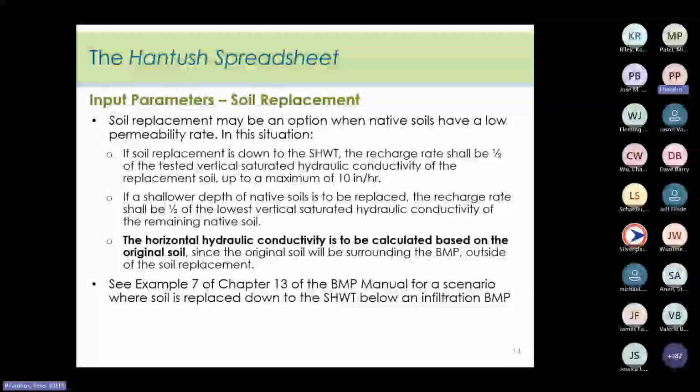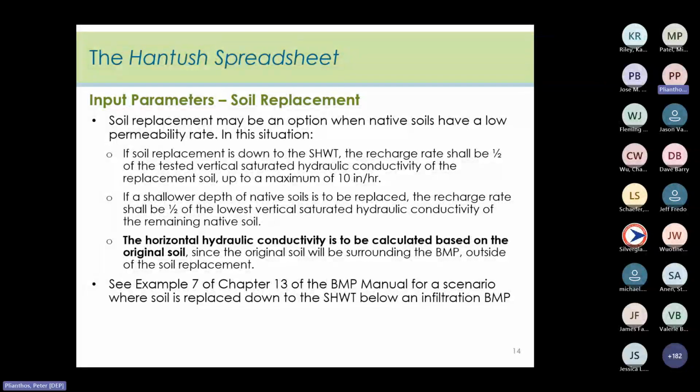When hydraulically restrictive soil layers are present below a proposed infiltration BMP, one solution may be soil replacement. Let's analyze how that may impact the input parameters. In the situation where the soil is replaced all the way down to the seasonal high water table, there are a couple of things to note. The recharge rate shall be 1/2 of the tested vertical hydraulic conductivity of the soil replacement media, up to a maximum of 10 inches per hour. However, the horizontal hydraulic conductivity shall be calculated based on the original soil, since the original soil will be surrounding the BMP outside of the soil replacement.